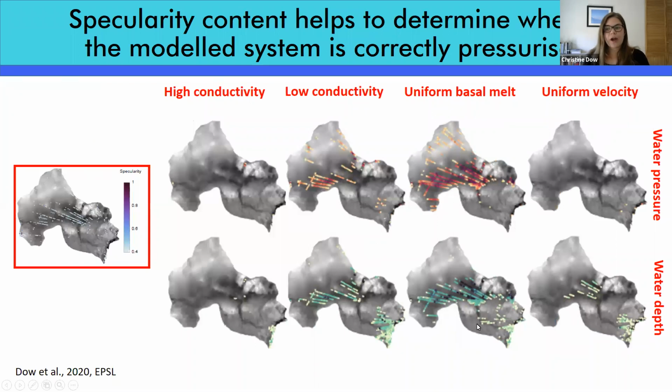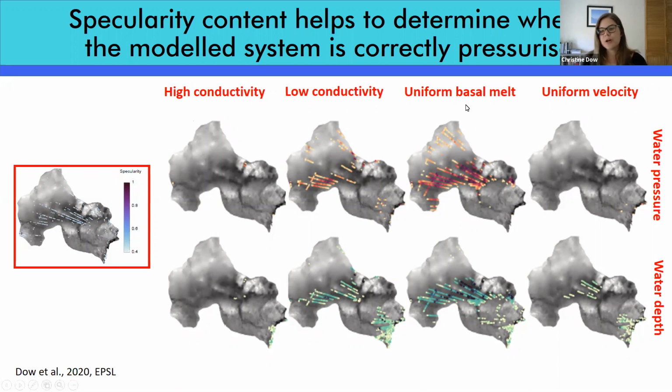Just to show you a little bit of how we approach this, here are some other model runs for this area. You can see instantly the high conductivity run and the uniform velocity run here can be thrown out because we have very little water accumulation in the interior. We've got nothing to match with our specularity content. So it's unlikely that these model runs are correct. Low conductivity, you've got a little bit of overshooting of your water pressure up in the top. Uniform basal melt, we have similar problems.